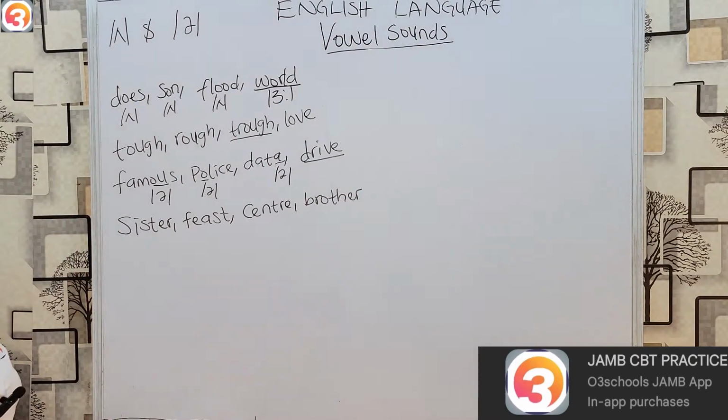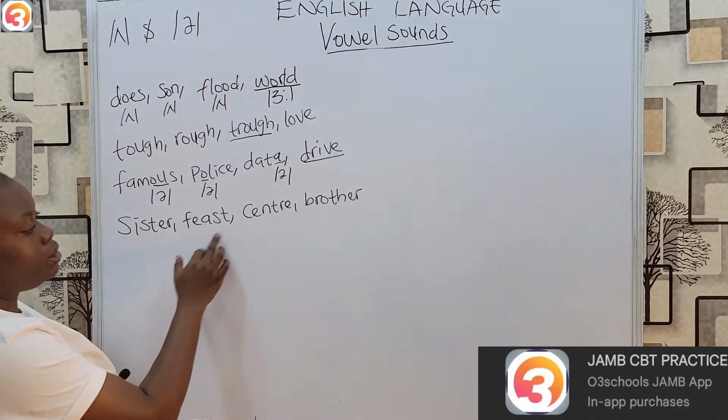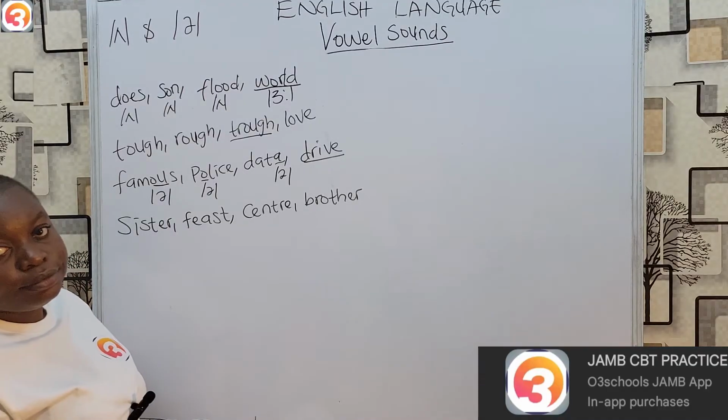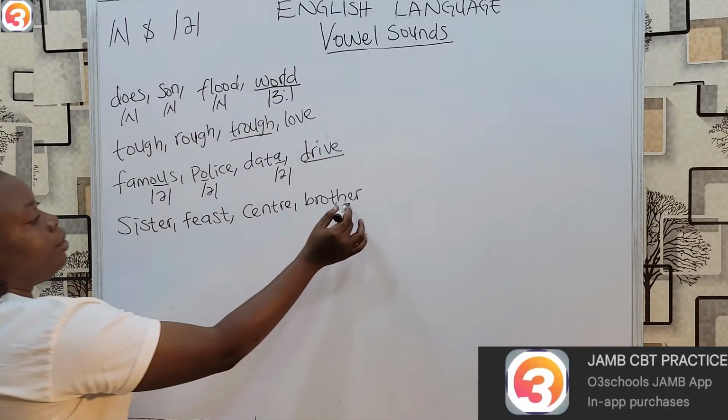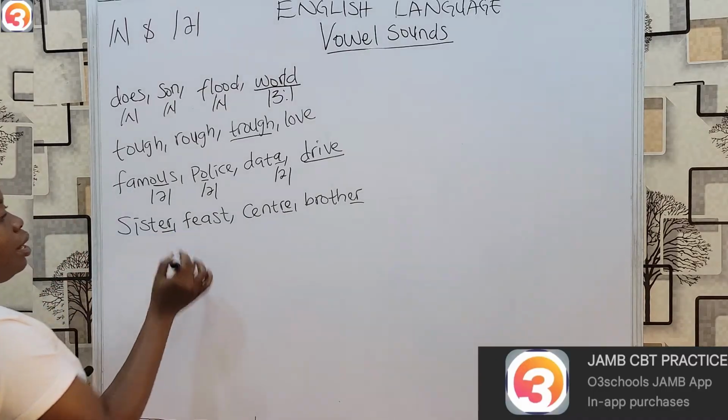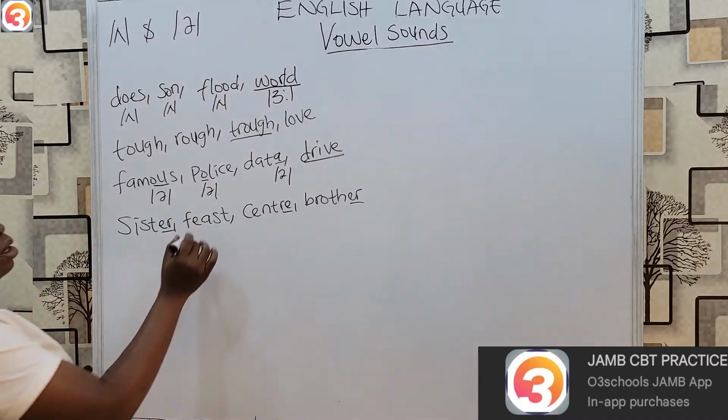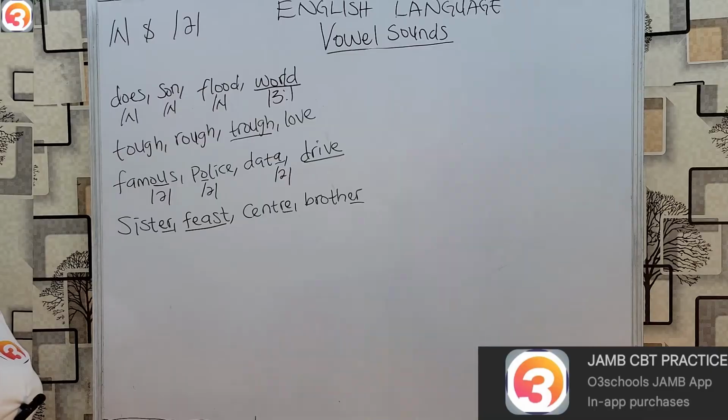In pronunciation, we have sister, fist, center, brother. So you take note, the ER here contains the same sound, but this doesn't contain it at all. So we have this being the odd word.